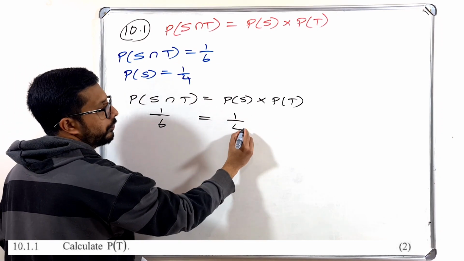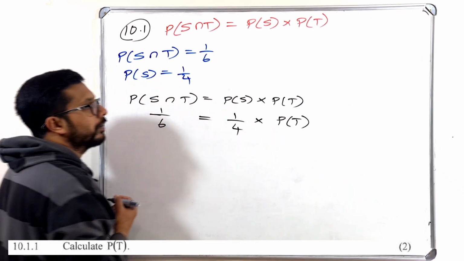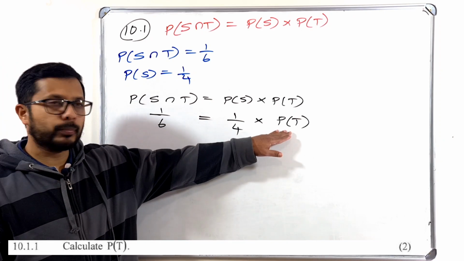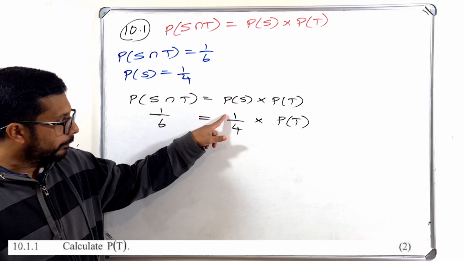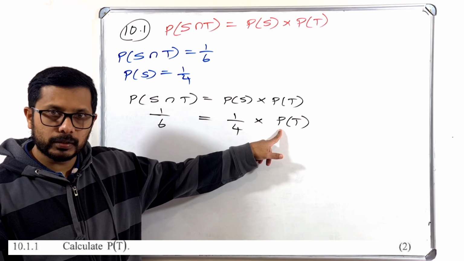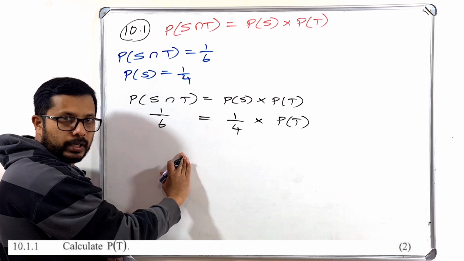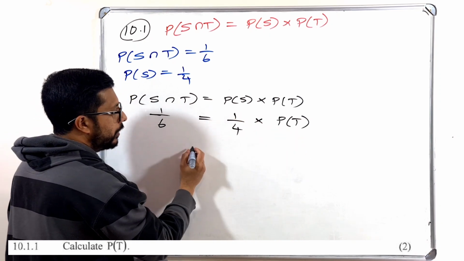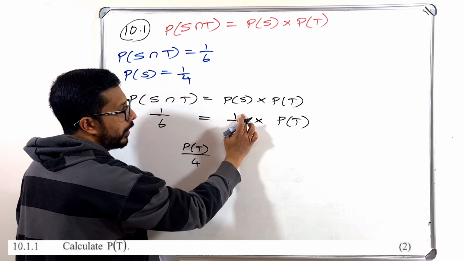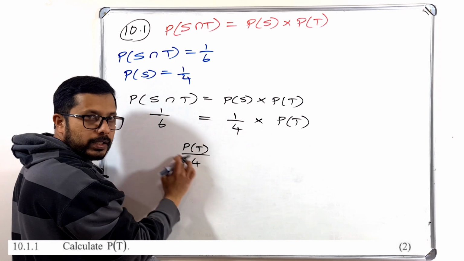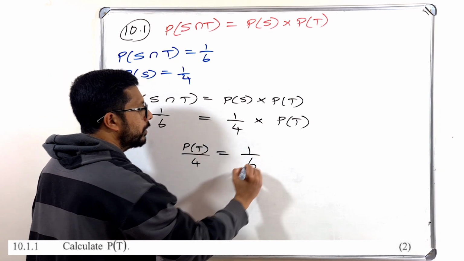So 1 over 6 is equal to, the probability of S is 1 over 4, times the probability of T. Now from here, how can you find the probability of T? This is multiplication. Look at this one: 1 times the probability of T is the probability of T. Let me write this on the left side first. 1 times anything is that same quantity, so the probability of T divided by 4 is equal to 1 over 6.